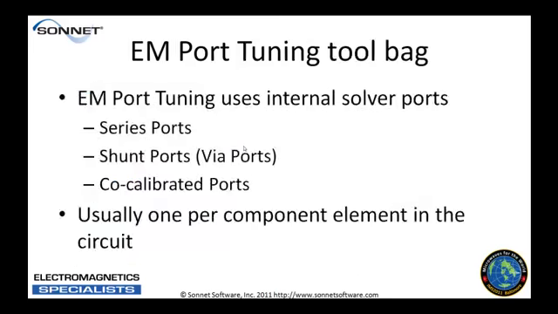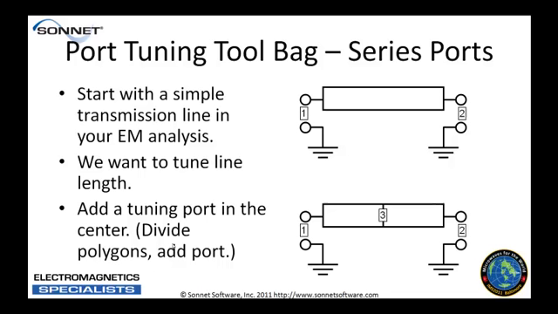So let's talk about the port tuning tool bag. What are the things that we need in order to accomplish EM port tuning? Port tuning uses internal solver ports from the EM simulator, and we have 3 types available to us that we'll talk about for the Sonnet suites. One is a series port, another is a shunt port, which is usually realized in the form of what we call a via port, and co-calibrated ports. Usually you only need to have one of these tuning ports inserted per component element in the circuit, and I'll show you what that means.